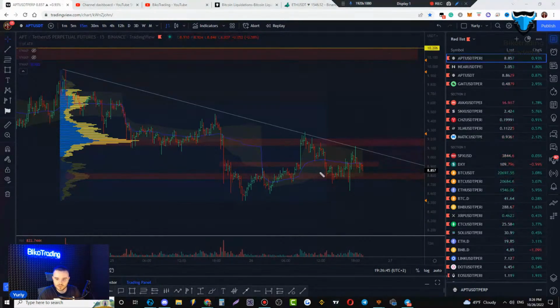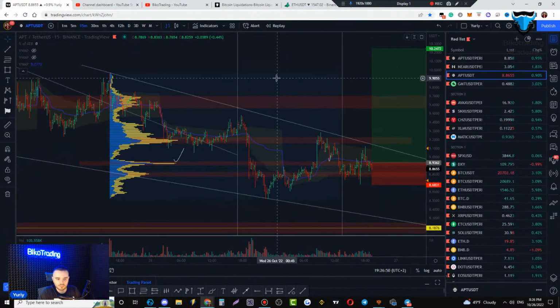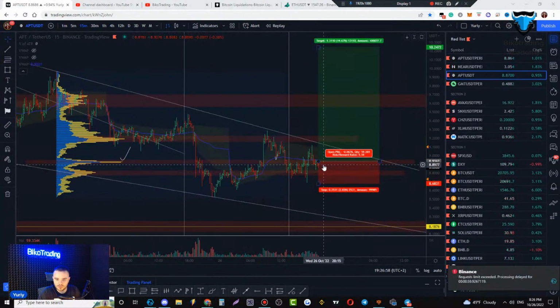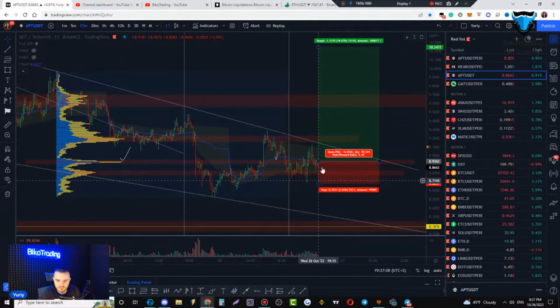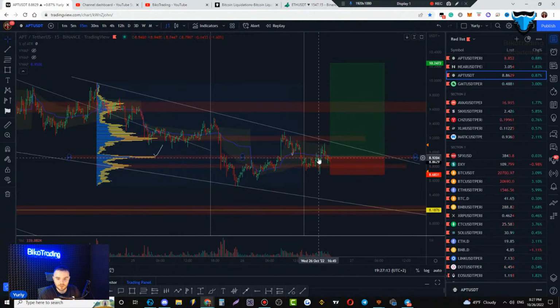Have a look, guys. What's going on? APT. Remember what I told you: if price comes back below this significant size, we open short. At this moment, we took a risky long, but I think that's not the best one because price failed to hold above this volume profile area. That's really bad.